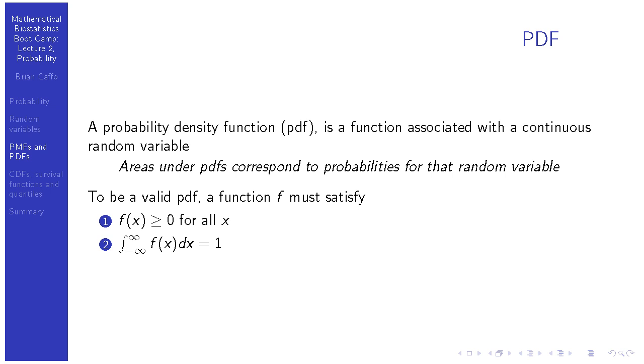This final property, property 2 here, that the integral over the whole real line of the probability density function has to be 1, is simply again saying that the random variable has to take some value, that it has to be in some interval in the whole real line.